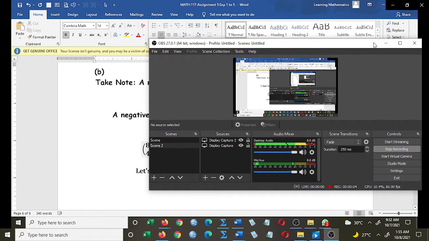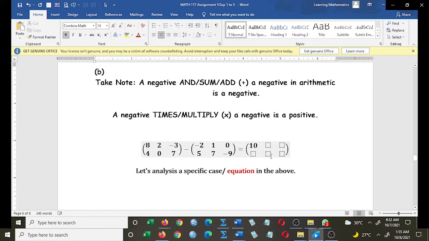How many numbers are we trying to get in our answer? You mean elements? Yes. How many elements are we trying? 6. 6 of them. So 6 elements means 6 what? 6 equations. 6 elements means 6 equations.